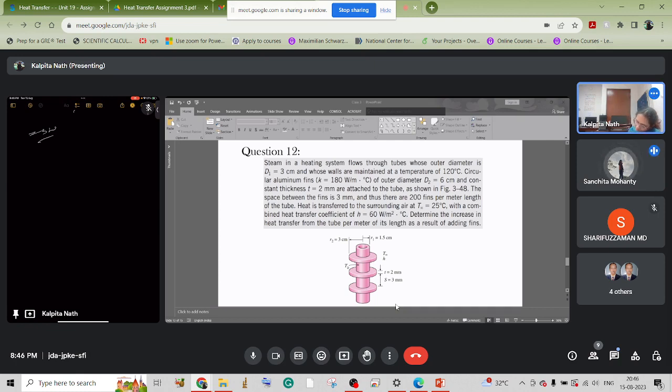Now, you see the efficiency of circular fin attached to the plot. So first we have to find out the length of the fin. How can we find that out? Tell me. It is an annular fin, right? So this will be the length, that is this distance from the base to the tip. What is the length?